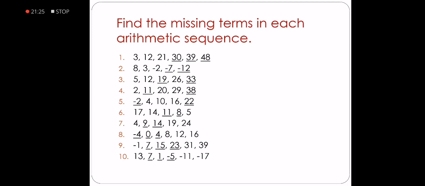We have 14. In number 8, lahat ng nawawala nasa una. So, instead of adding, ang gagawin natin, subtracting. So, 12 minus 8 is 4. So, ang common difference natin ay 4. 8 minus 4 is 4. 4 minus 4 is 0. And 0 minus 4 is negative 4.